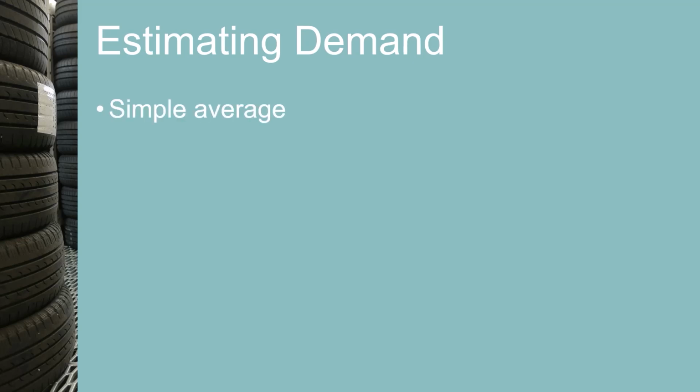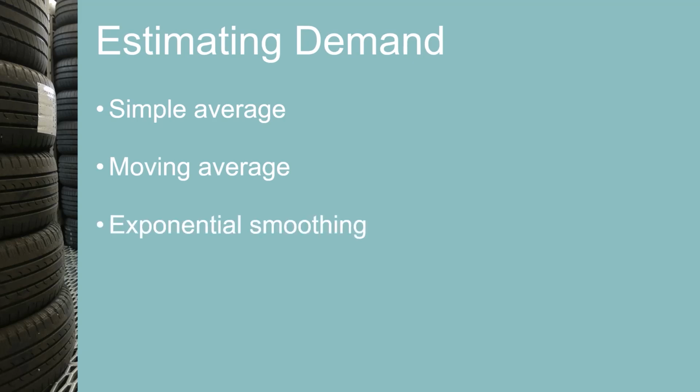Some options are a simple average. The average of the past months is the average for future months. A moving average. The average of recent months is used for future months. Exponential smoothing calculates a weighted average of past data where recent data is weighted more than past data. The exponential in the name is because data is weighted exponentially less the further it lies in the past.